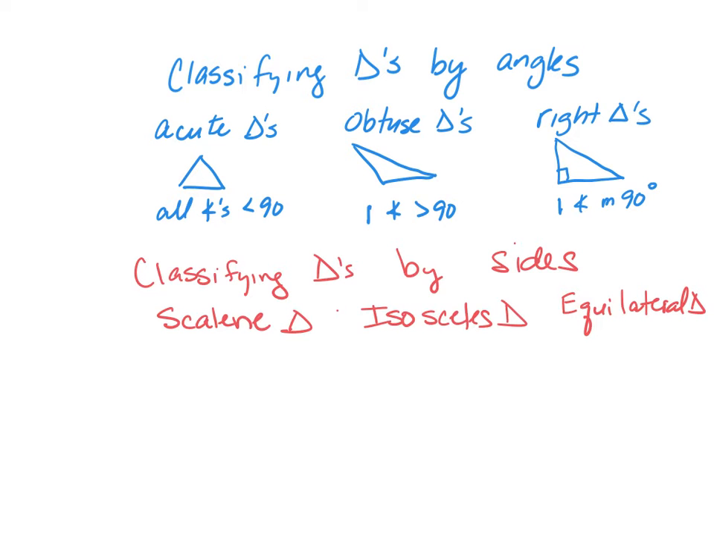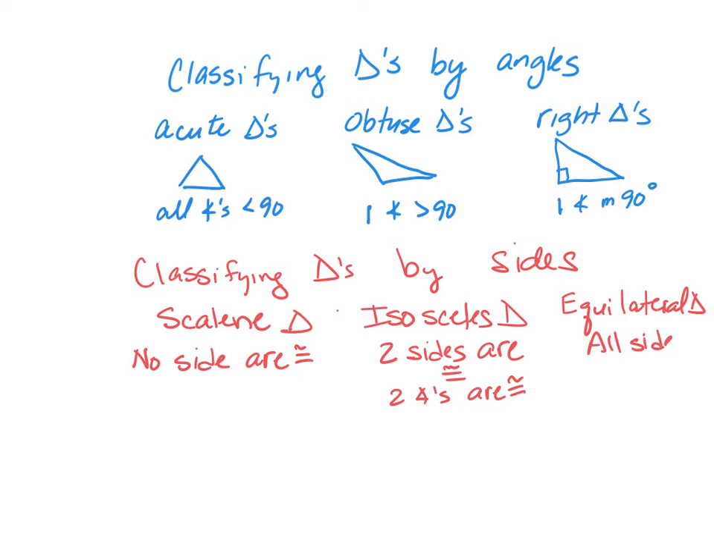All right, the first guy is scalene. No sides are congruent. They all measure something different. Isosceles, two sides are congruent, and two angles are congruent, okay? And equilateral, all sides are congruent, and all angles are congruent.